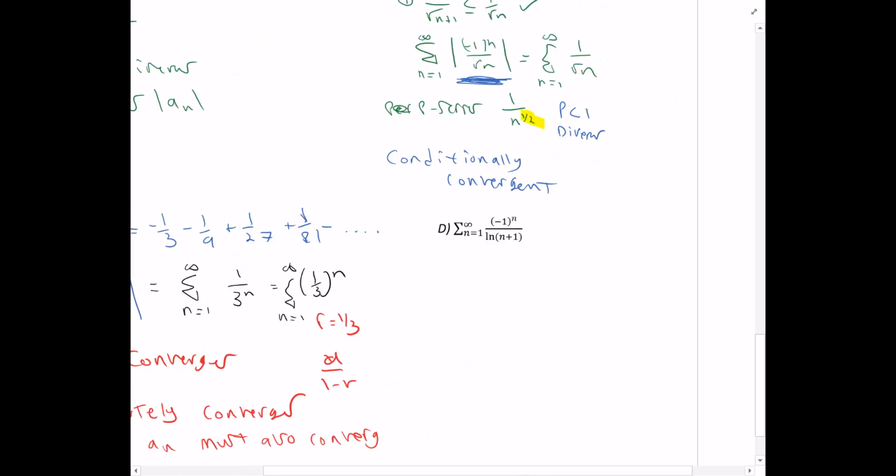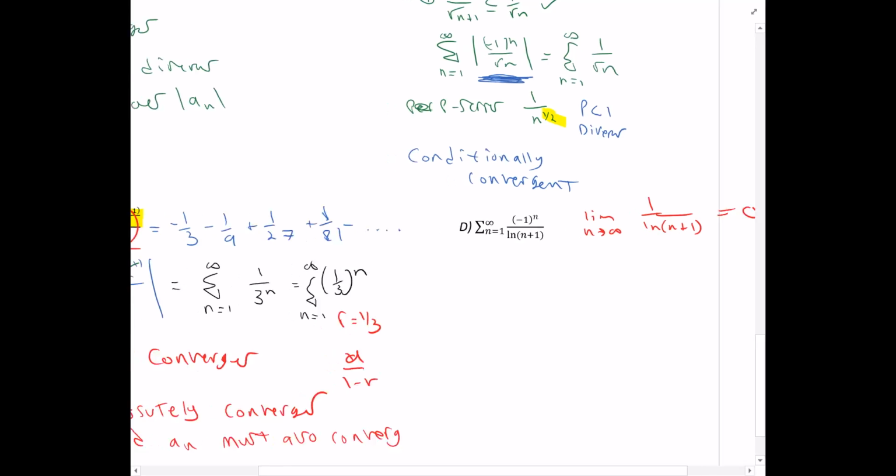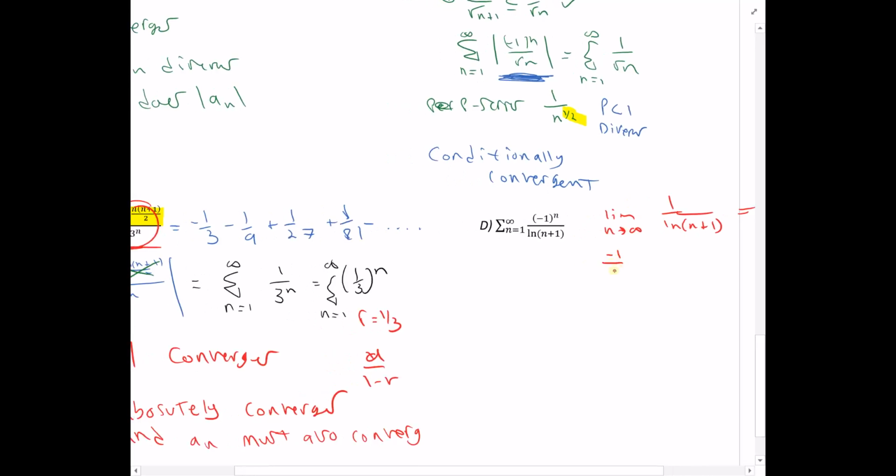First thing, let's do a quick test for divergence, right? The limit as n goes to infinity of 1/(ln n plus 1). This will go to 0, so we can't show directly that it diverges. What we can do is, this one is an alternating series, right? Plug in: -1/ln 2 plus 1/ln 3 minus 1/ln 4, and it's going to switch back and forth.